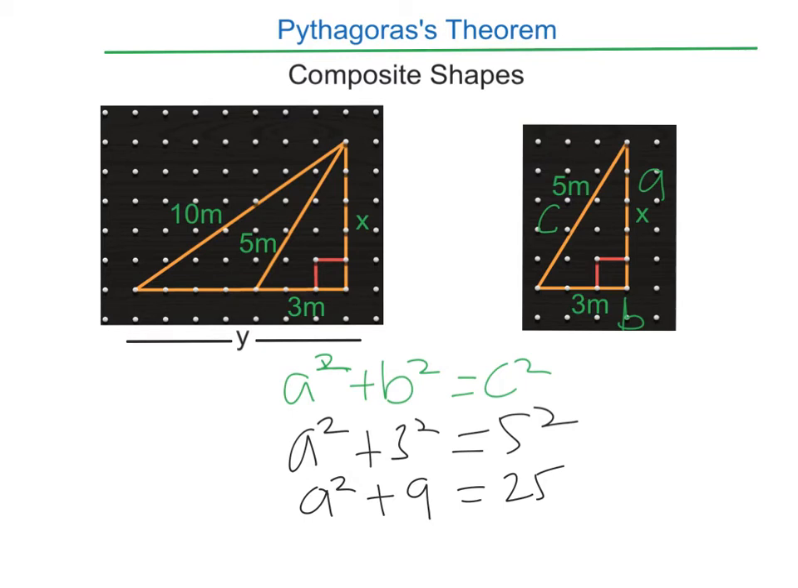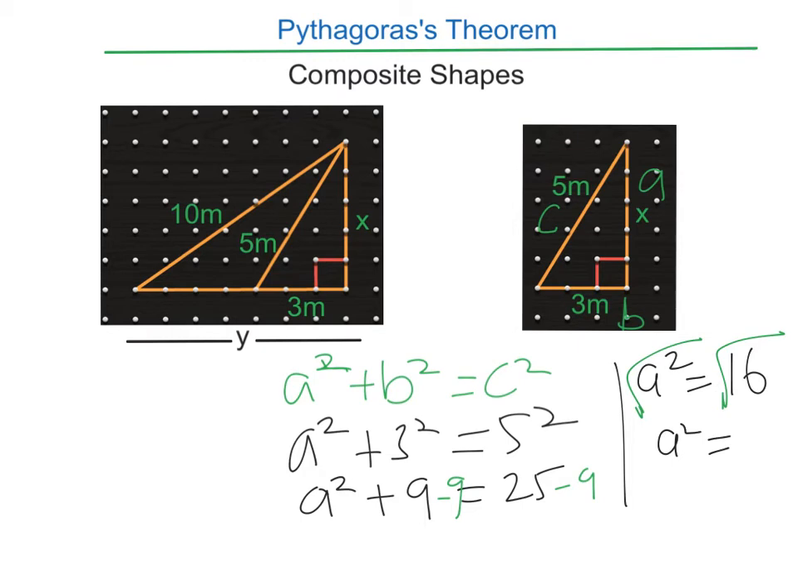First of all, I'm going to subtract 9 from both sides. When I do that, these two here make 0, plus 9 and minus 9 is 0. So I end up on the left-hand side with A squared equals 25 take away 9, 16. To find out what A is, I need to get rid of the squared, so I square root both sides. When I square root both sides, A squared and then square rooted just goes back to being A, and the square root of 16 is 4. So I now know that this x here is 4, which means this x here is also 4 metres.